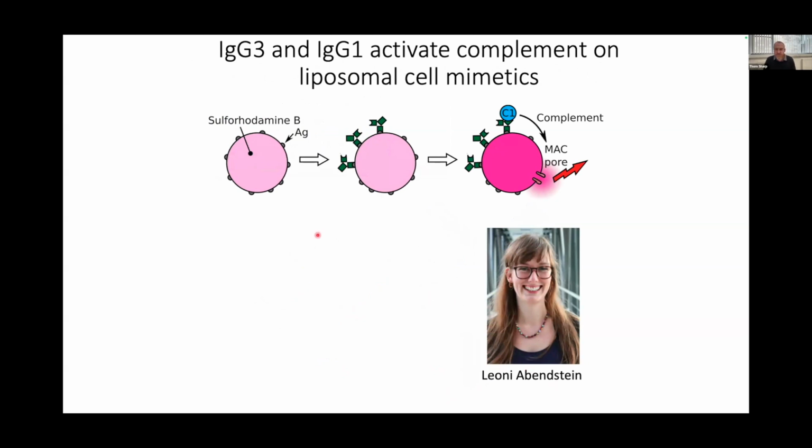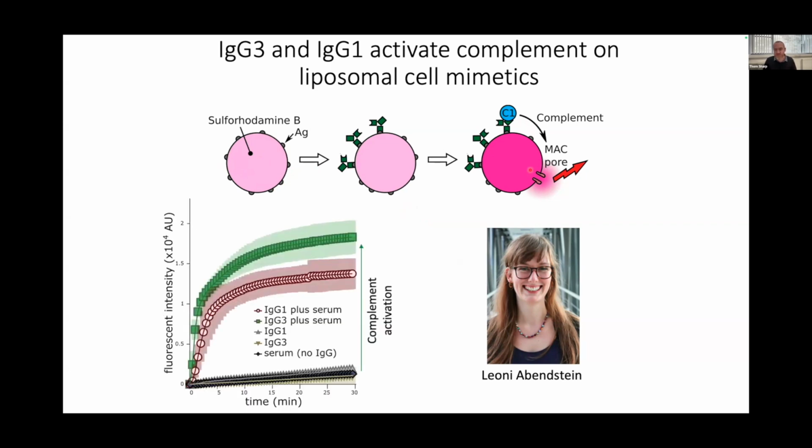So we were making these cell mimetics. These are antigenic liposomes. We can make them the perfect size for cryo-electron tomography, which is about 100 nanometers across. But we can also use them as readouts for complement activation. So by encapsulating a very high concentration of a dye called sulforhodamine B, this is a self-quenching dye, so it doesn't fluoresce. We have antigens on the outside of these membranes. When we add antibodies and human serum, we get complement activation, MAC pore formation. The pore lyses the liposomes, it allows the dye to leak out, and then we get an increase in fluorescence. And that's what you can see here.